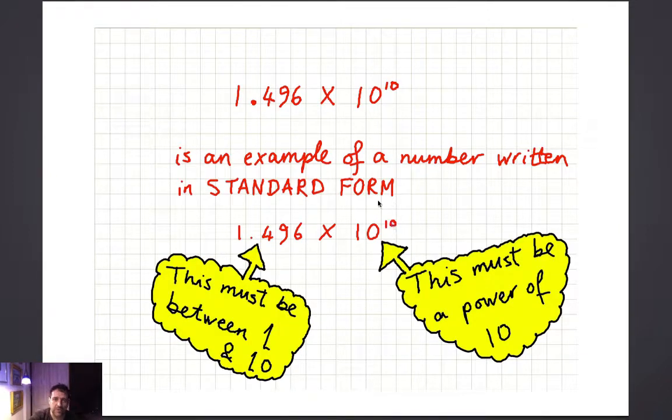So 1.496 times 10 to the power of 10 is an example of a number written in standard form. The format of standard form is that the first number is something between 1 and 10, and then it's multiplied by a number that is a power of 10. So standard form is something between 1 and 10 times something to the power of 10.